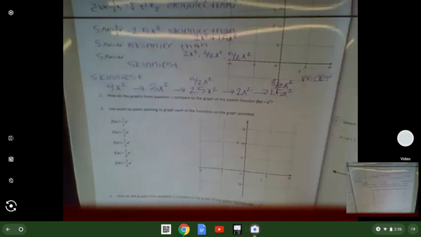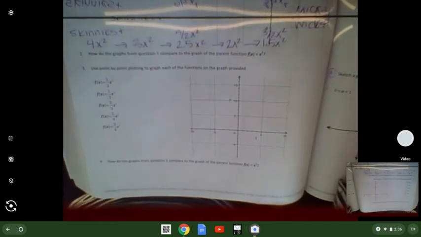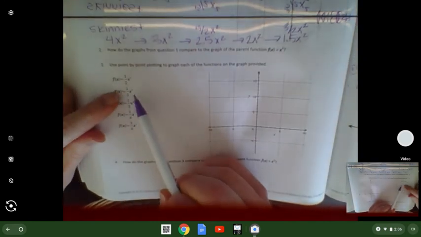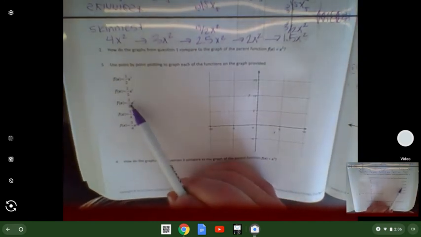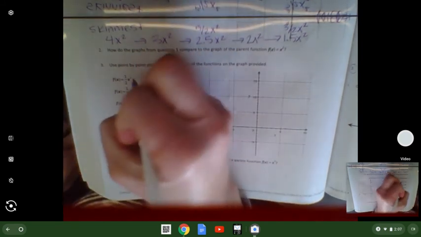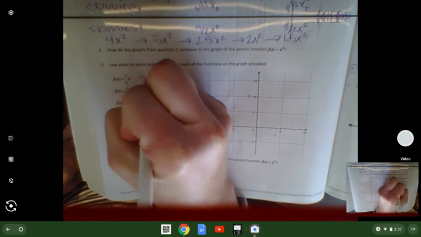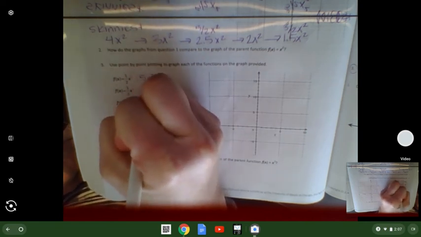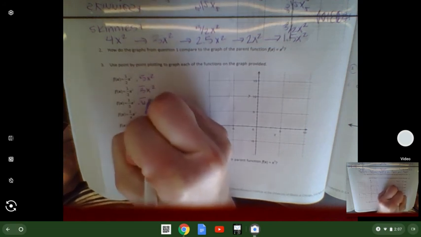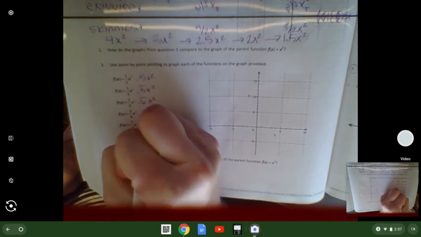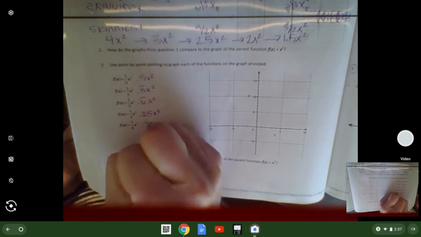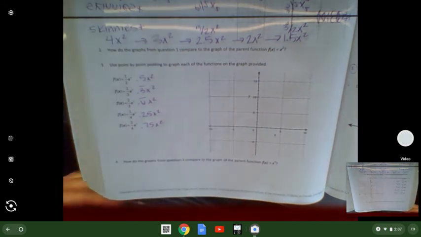So then let's take a look at all of these in number 3. In number 3, we'll notice 1/2, 0.5, 1/3, 0.3 repeating, 2/3, 0.6 repeating, 1/4, 0.25. You know what? It would probably help if I wrote these down. 0.5 x squared, 0.3 repeating x squared, 0.6 repeating x squared, 1/4 is 0.25 x squared, and 3/4 is 0.75 x squared.